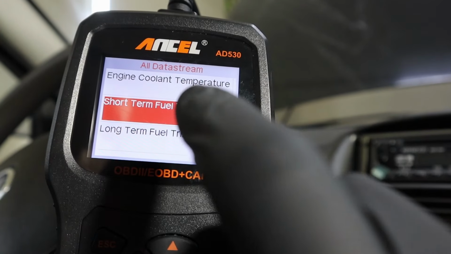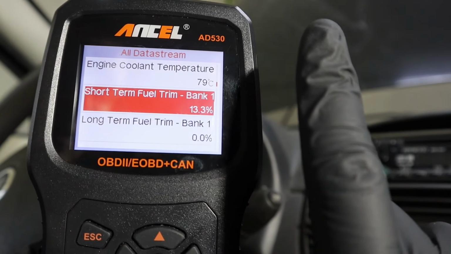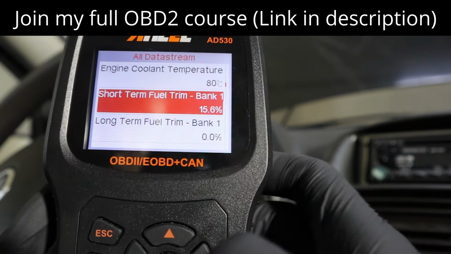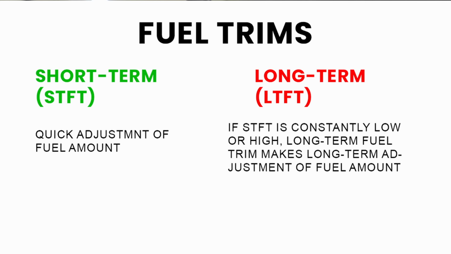And I have a whole separate video explaining fuel trims, which I will link either up here, or if you are watching in the course, it will be in the course lesson description. Okay, so what is the difference between short-term and long-term fuel trim? Basically, short-term makes quick adjustments, and once your ECU sees that you need to always run on a greater amount of fuel, the long-term fuel trim will then make a permanent long-term correction.